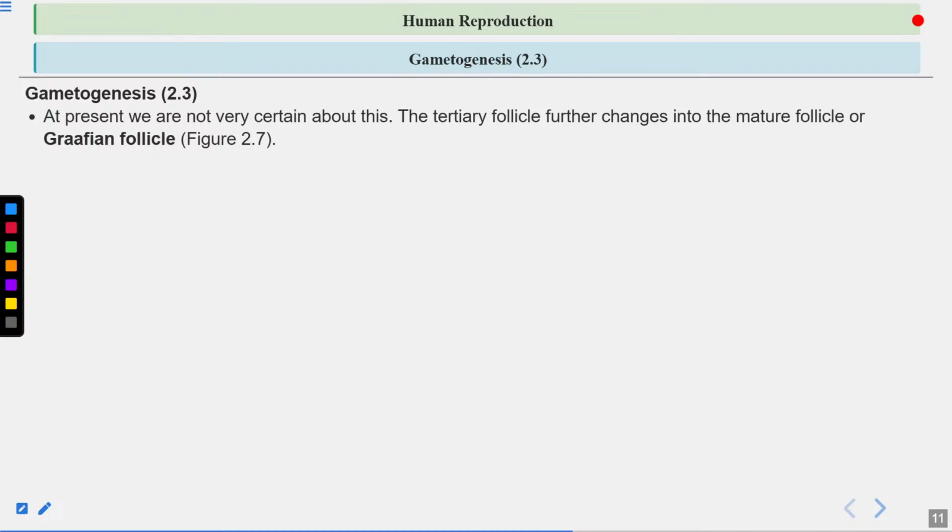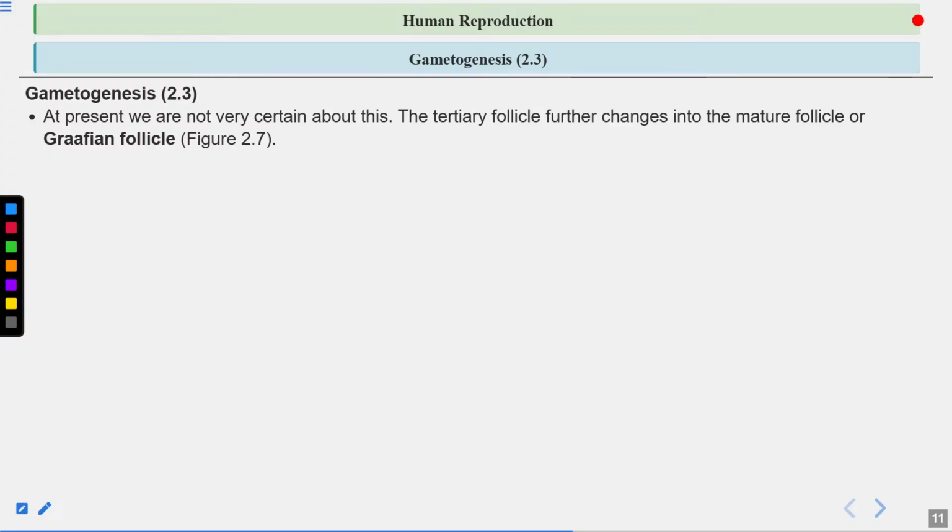Now, at present, we are not very certain about this. Meaning they are talking about the polar body. Some say the polar body degenerates, some say the polar body divides. But usually they degenerate because they have minimum cytoplasm. Okay.